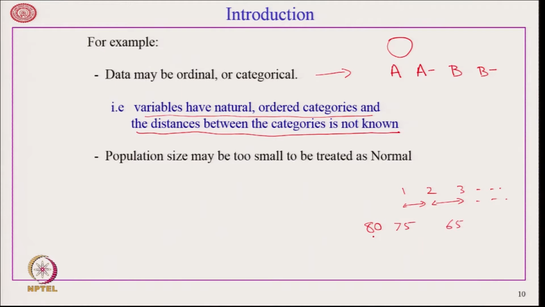So, I will give them the rank 1, 2, 3, but if the first one is 80, second one is 78 and third one is 75, again they get the same rank 1, 2, 3. Therefore, when I have the data in this ordinal form, I lose a lot of information. Also, another problem is that the population size may be too small to be treated as normal.